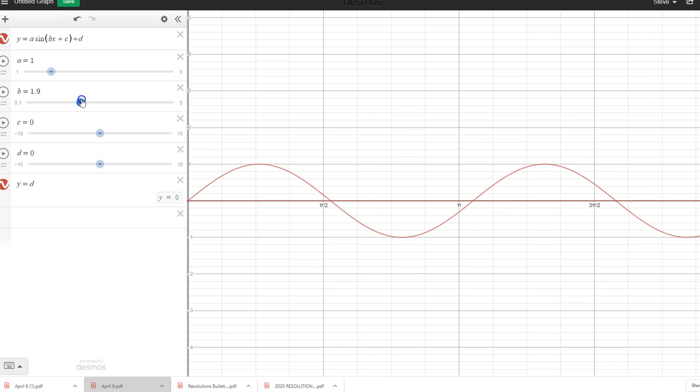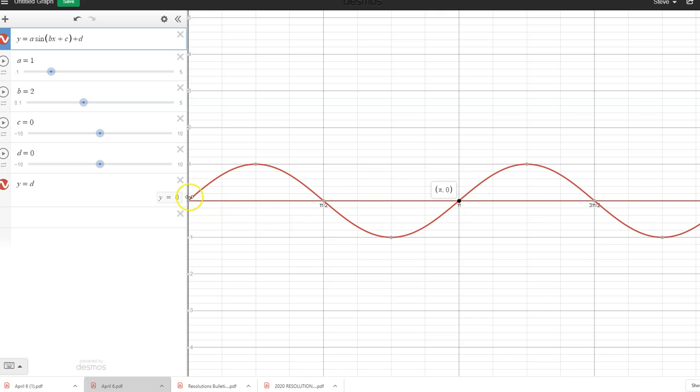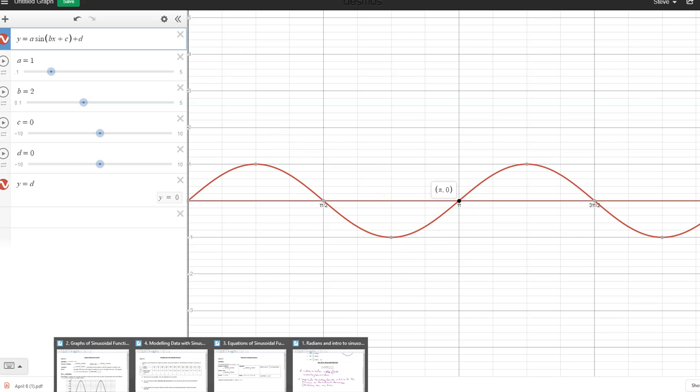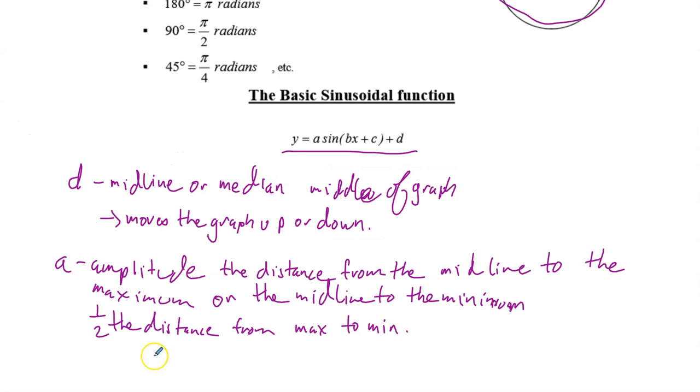So note if B is 2, oops, I'll go to 2. If B is 2, then the period now is 1, 2, 3, we go through the 4 parts. The period is pi, right? We get a period of pi. And that's going to give us some information about B.